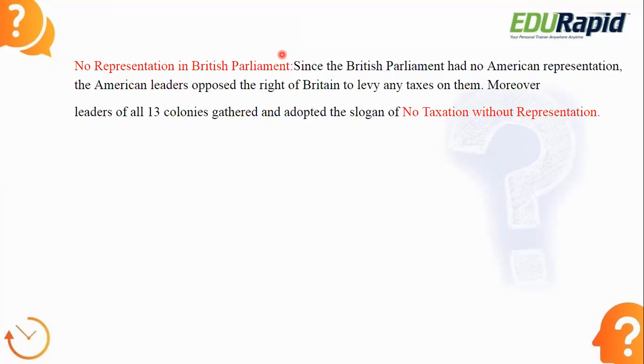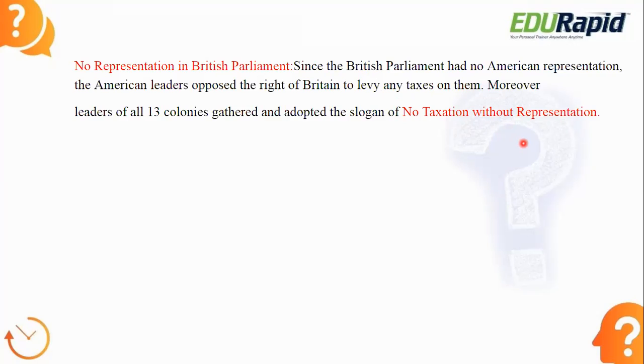So that's why the American people started opposing the right of Britain to levy any taxes on them. They started the slogan: no taxation without representation. They clearly told that our representation in parliament is not there, so we're not going to pay any taxes for you guys. Who the hell are you to ask us to pay taxes for the government? Okay, that is the slogan, no taxation without representation.